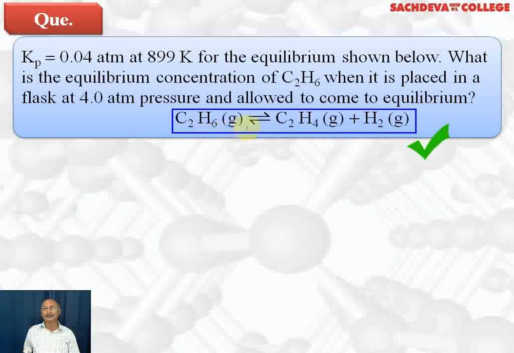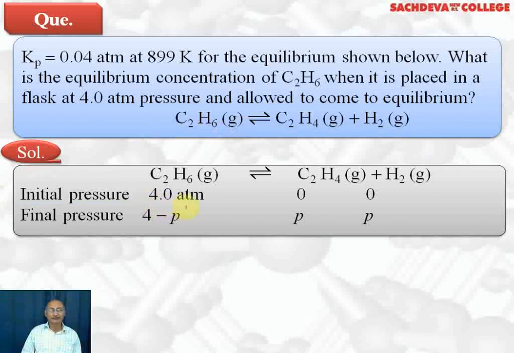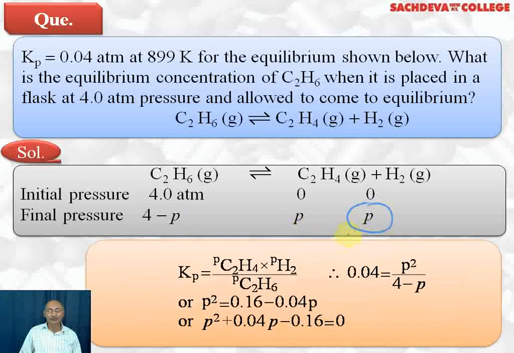C2H6 gas gives you C2H4 gas plus hydrogen gas. Initial pressure of C2H6 is 4 atmosphere, C2H4 is 0, hydrogen is 0. Let us say P pressure is decreased due to decomposition of C2H6. The final pressure of C2H6 is 4 minus P because P has decreased due to decomposition of C2H6. Final pressure of C2H4 is P and hydrogen is also P, both are equal.